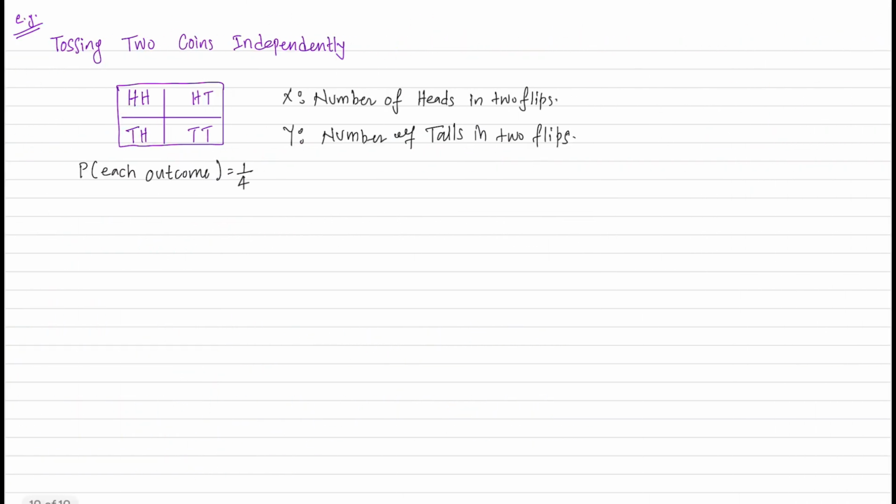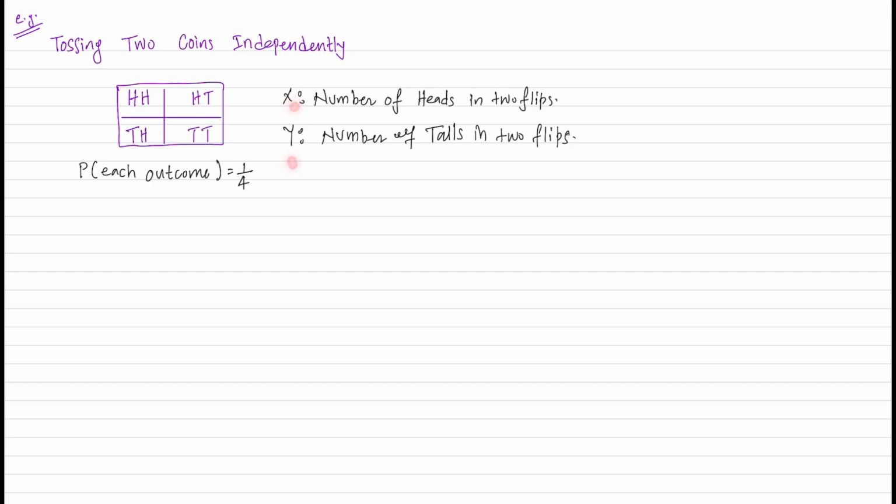But I just wanted to show you, and that is why I have taken this classical example, where we are tossing two coins independently. Since we are tossing these two coins independently, these are the possible outcomes that we will get, and the occurrence of each will have the probability 1 by 4.